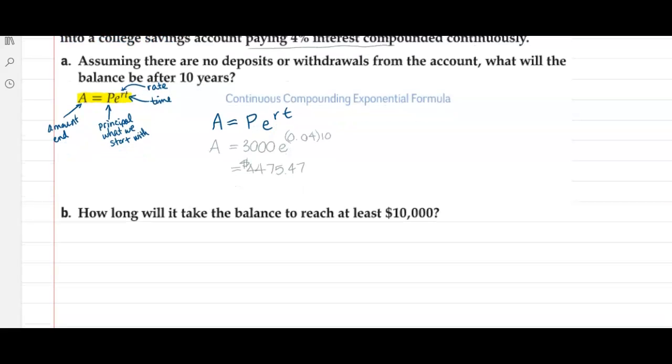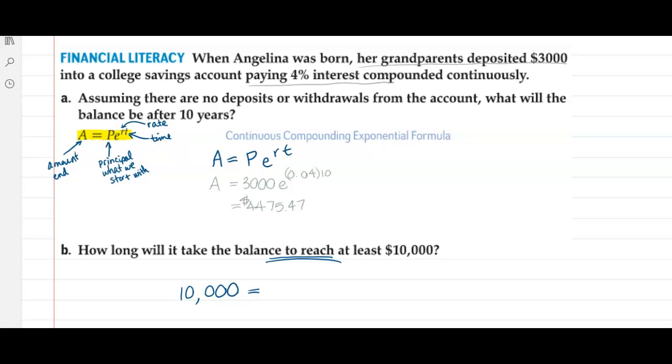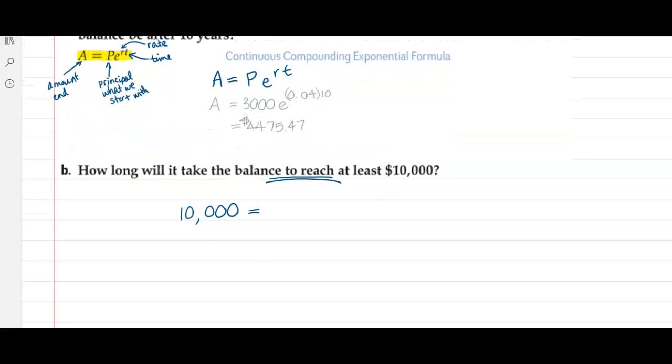But sometimes they don't ask that. Sometimes they say, how long will it take for the balance to reach? That means, when will it end up being $10,000? So maybe Angelina was really excited on her 10th birthday that she already had $4,400. But she says to her grandma and grandpa, well, when do you think it'll grow to be 10,000? So we put 10,000 in our final amount. We know we started with 3,000. We know it's compounded continuously, so we say E as 0.04 for our rate, but we don't know the time.